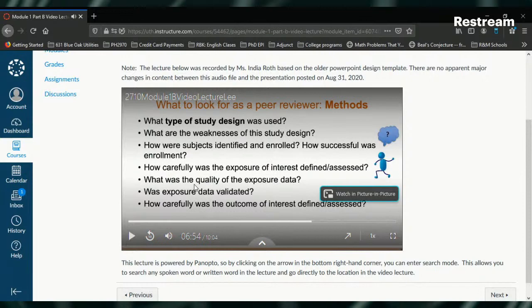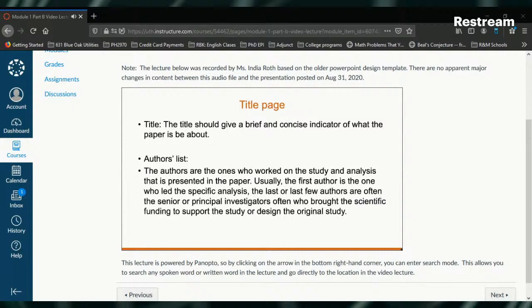Contributed to actually writing the paper, but to other aspects of the study. The order of the authors is also important. Usually, the first author is the one who led the specific analysis. The last or the last few authors are often the senior or principal investigators, often who brought the scientific funding to support the study or designed the original study.